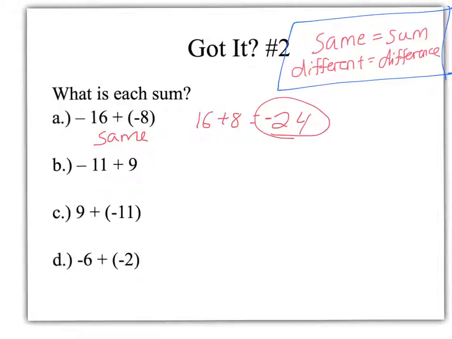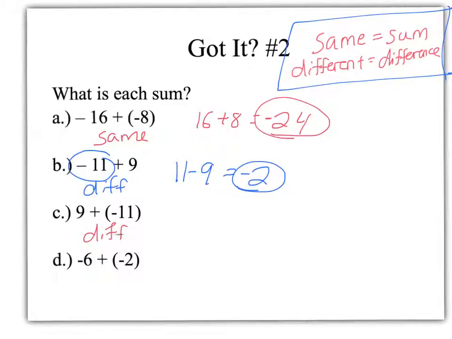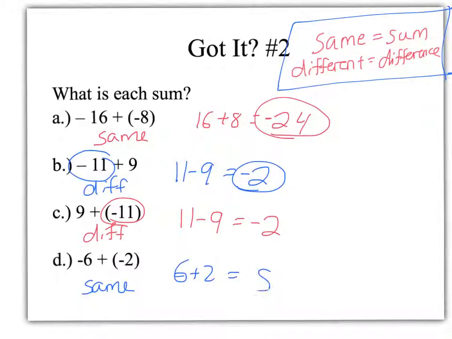Alright, part B, different. So I'm going to subtract. 11 minus 9 equals 2. And then whichever one was bigger, the negative 11 was bigger, and that had the negative on it, so it's a negative 2. Part C, different. Again, I have to do 11 minus 9 and I get 2. Again, the negative was on the 11, which was bigger, so your answer is negative 2. And part D, the signs are the same. So I'm going to add 6 plus 2, that's 8, and you want to keep the common sign, which is a negative. So your answer is negative 8. This one was negative 2.